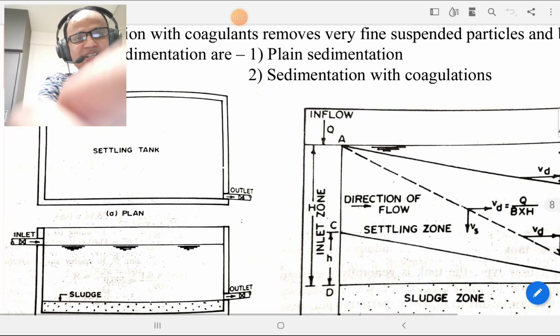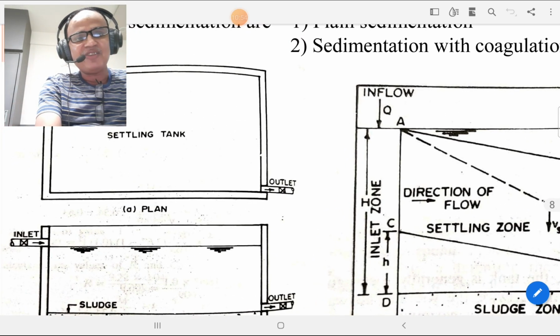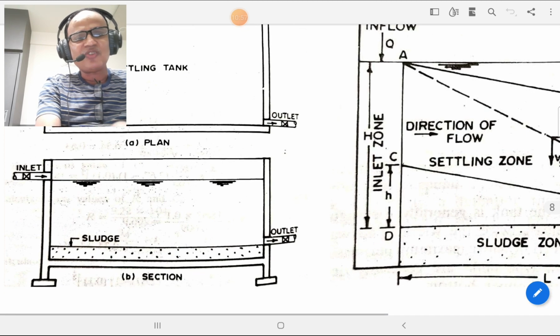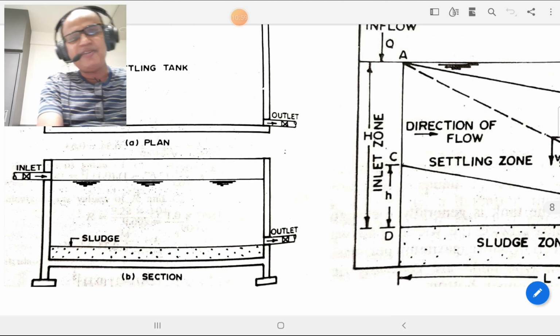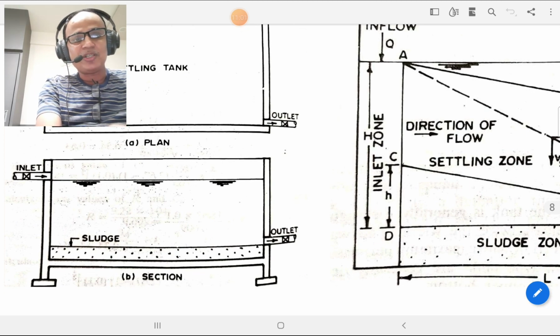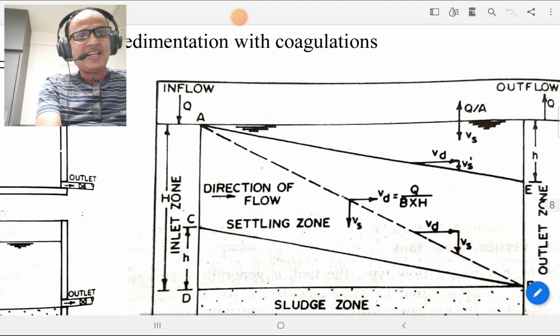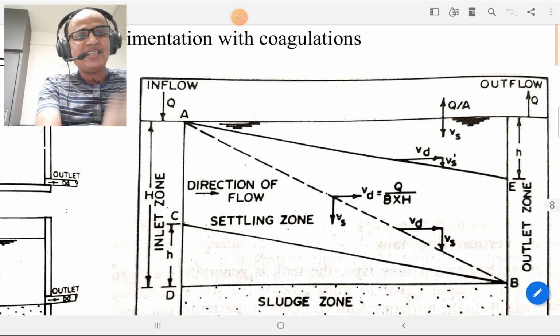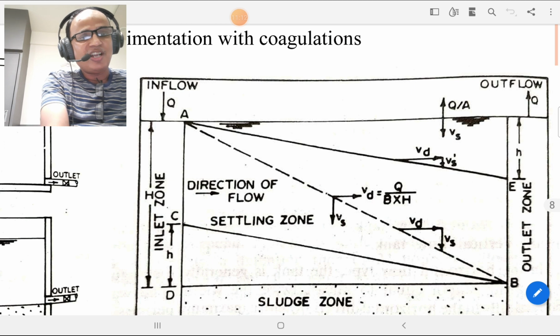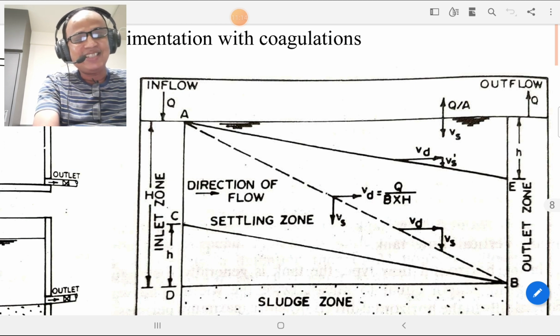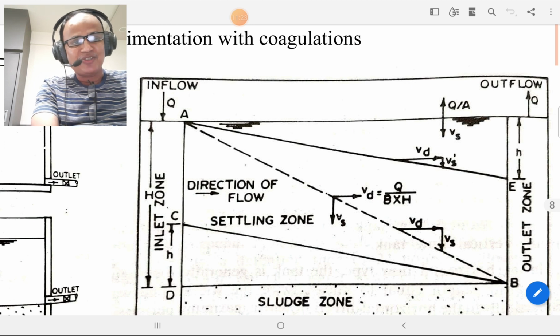Please look at this figure. This is the plain sedimentation tank. First is the plan, and this is the cross-sectional elevation. The sludge is collected at the bottom. Inlet is at top, outlet at the bottom. The second is the sedimentation with coagulation. There is an inflow and an outflow, and there is an inlet zone, outlet zone, and in the tank there is a sludge zone and also a settling zone. So please observe and study these figures for the competitive type of examinations.